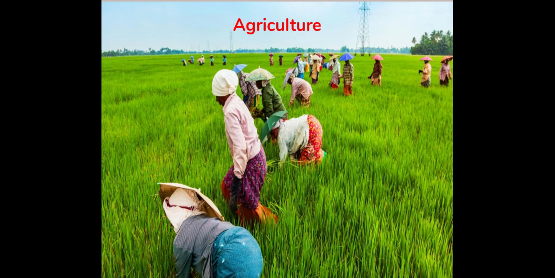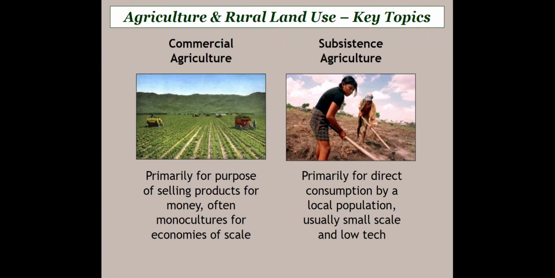So we are going to learn a lot about the different types of agriculture, and what's in the video is going to help us define them. The first two terms that are the most important in terms of how we classify agriculture are the distinction between commercial agriculture and subsistence agriculture. Commercial agriculture is defined as primarily for the purpose of selling products for money, often monocultures for economies of scale. So essentially, agriculture done for a commercial purpose.